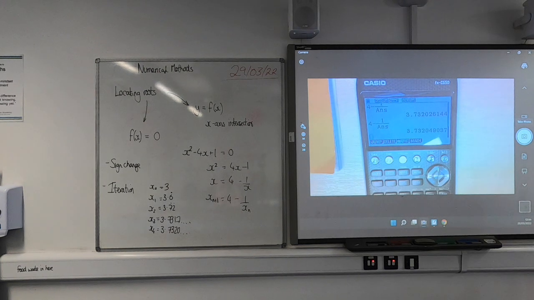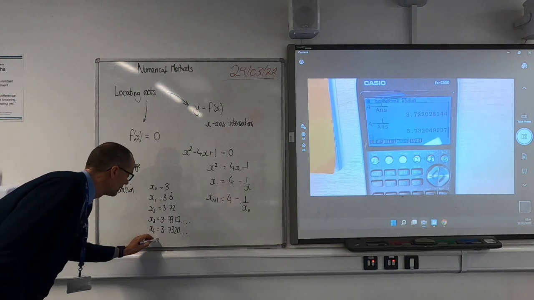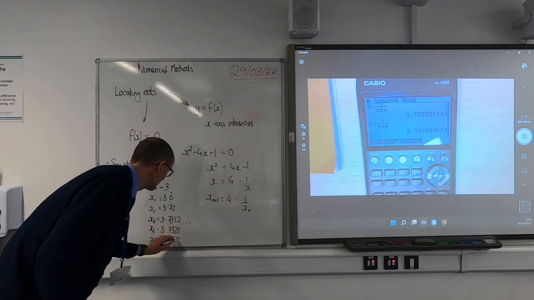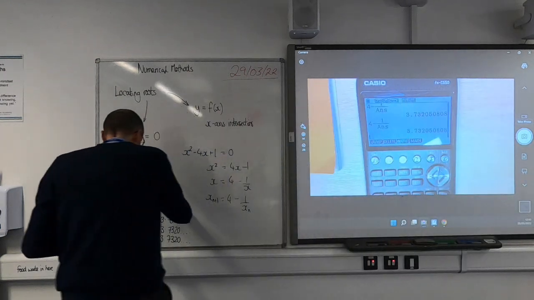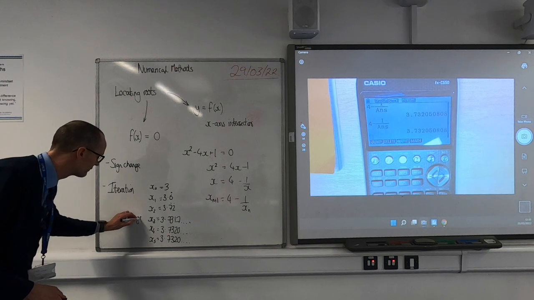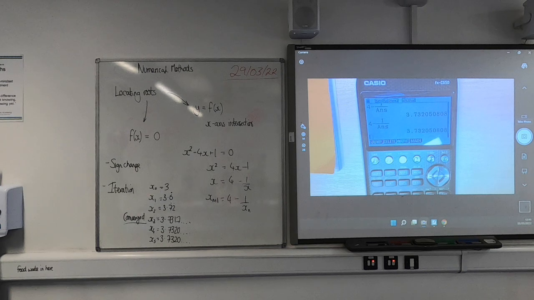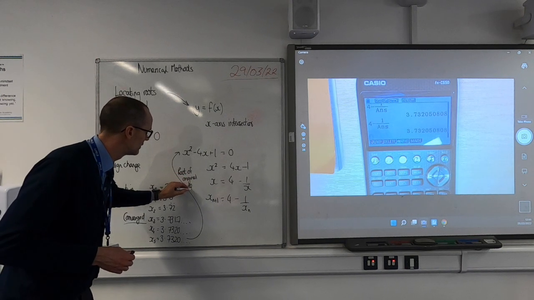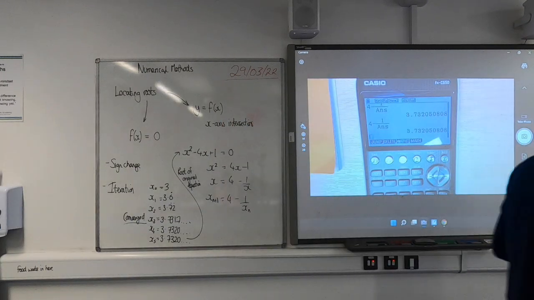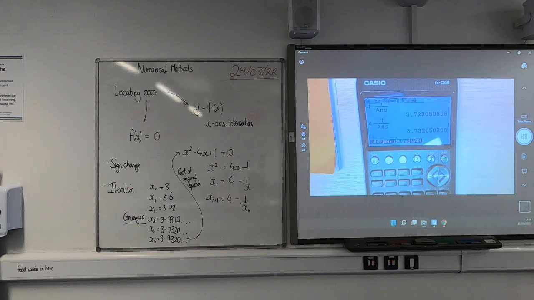Well, yeah, now I've got, for 2 successive answers, the same answer to 4 decimal places. So I can now be pretty sure that my answer to 4 decimal places is 3.7320. That's one of the roots of the original equation. It might not be the only root. And if I keep going, then yeah, it's pretty much staying static. All it's doing is re-evaluating this calculation. We say that this has converged. This has converged to a particular value which gives us a root of the original equation. And we know with quadratics it might be the only root, there might be another root, but we found a root.